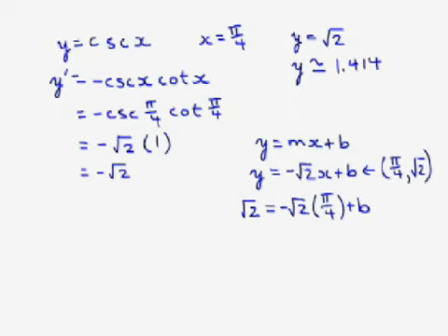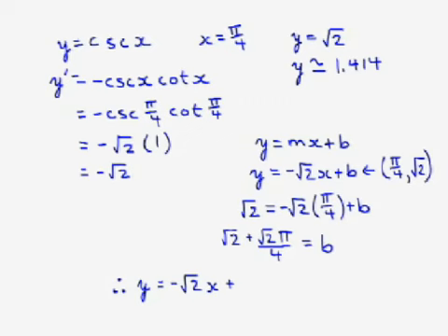Then we rearrange and solve for b, our y-intercept, and learn that b is equal to the square root of 2 plus root 2 times pi divided by 4. We merely substitute that into our equation for our linear function, in this case the equation of the tangent line, and we learn that y is equal to negative root 2 x plus root 2 plus root 2 times pi divided by 4. If you chose to work that out in decimals, which isn't quite as accurate, you get that y is equal to negative 1.414x plus 2.525.